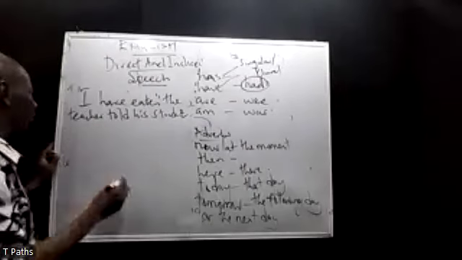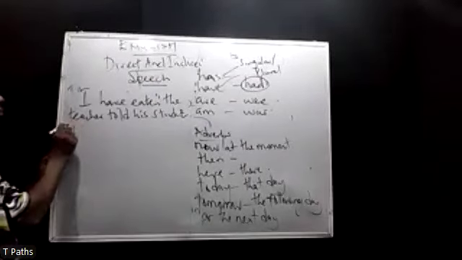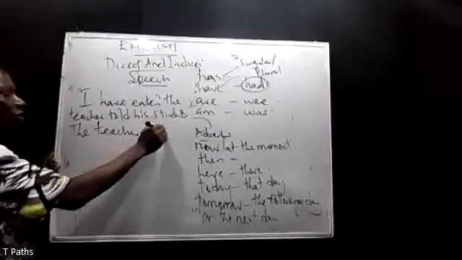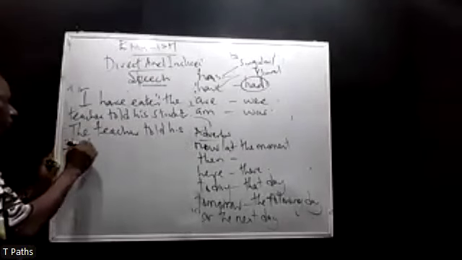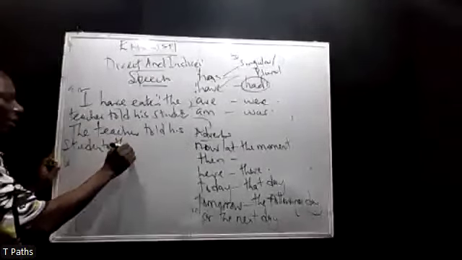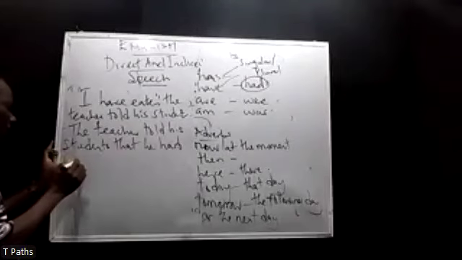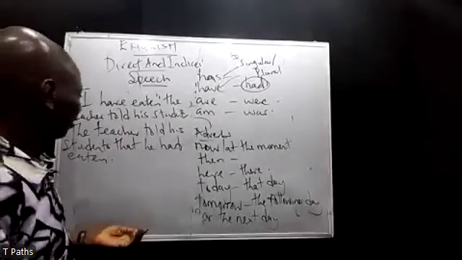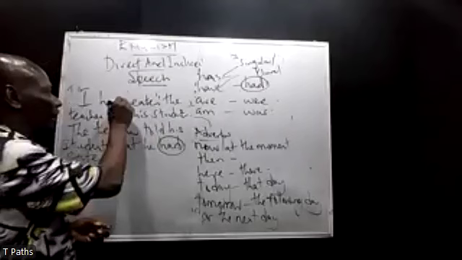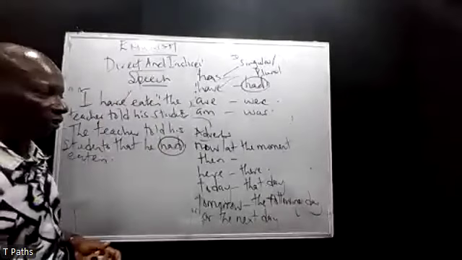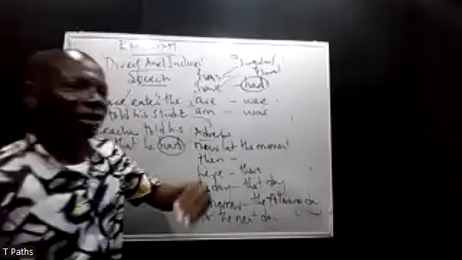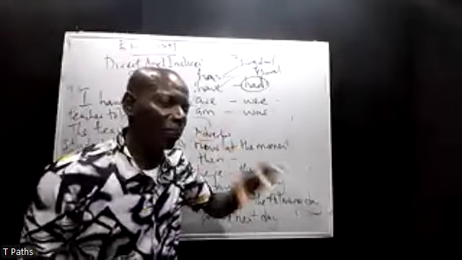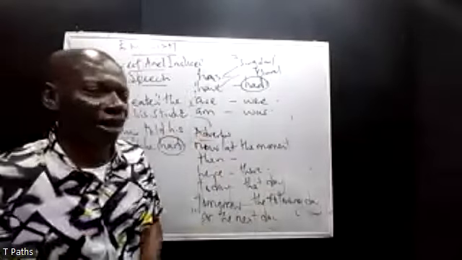Now let's transform it. Look at it. The teacher told the student that he had eaten. He had eaten. See, look at the changes there. We have to change that verb have to what? Had. Take note. We also have simple past tense, change it to past perfect tense. Simple past tense, change to what? Past perfect tense. When changing from what? Direct to indirect speech. Look at the example.